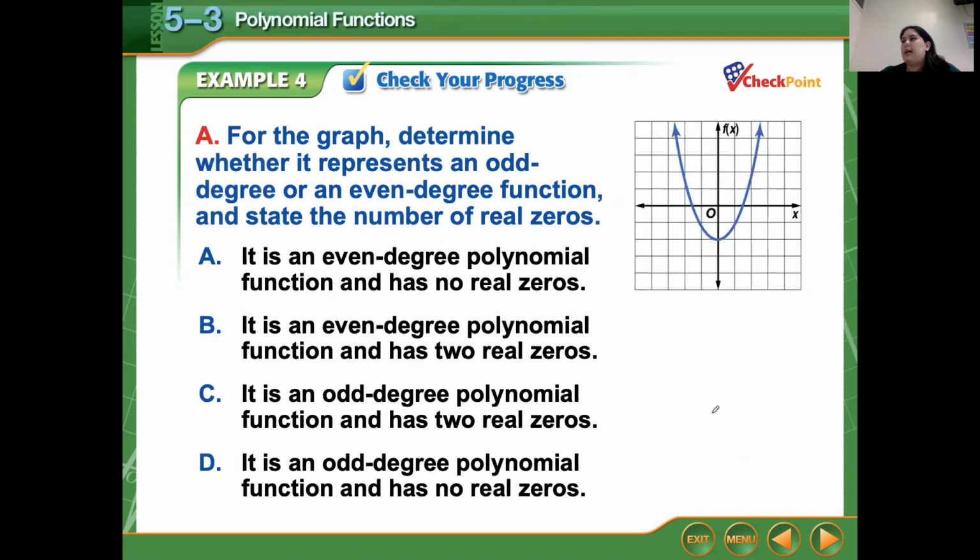All right, go ahead and pause the video to answer this question. All right, so we can tell that it is an even function because my end behavior is going the same direction for both left and right. And I can see that I have two real zeros. So my answer would be B.